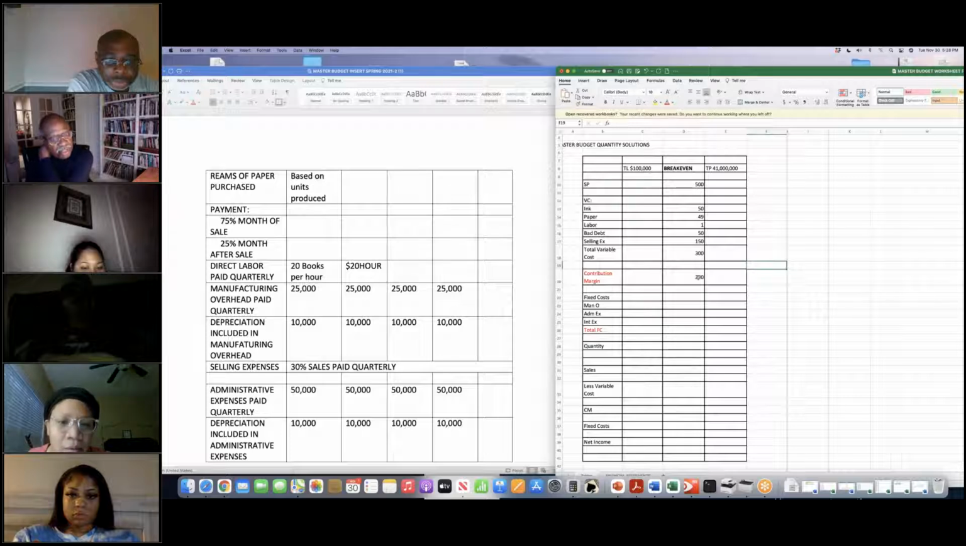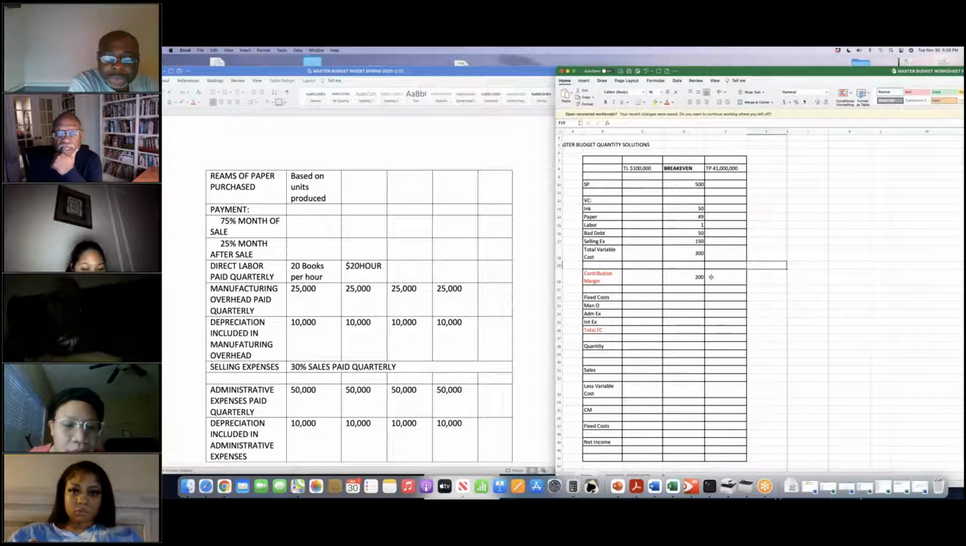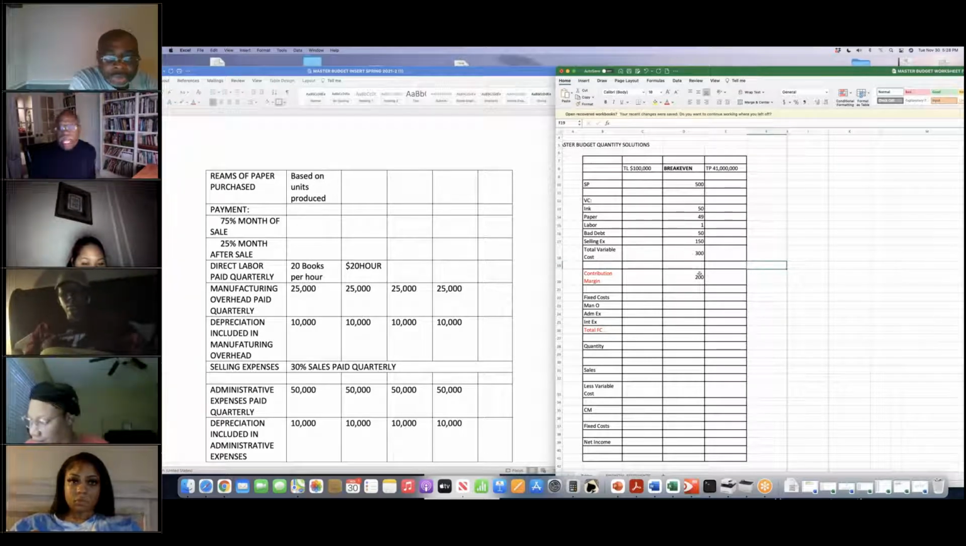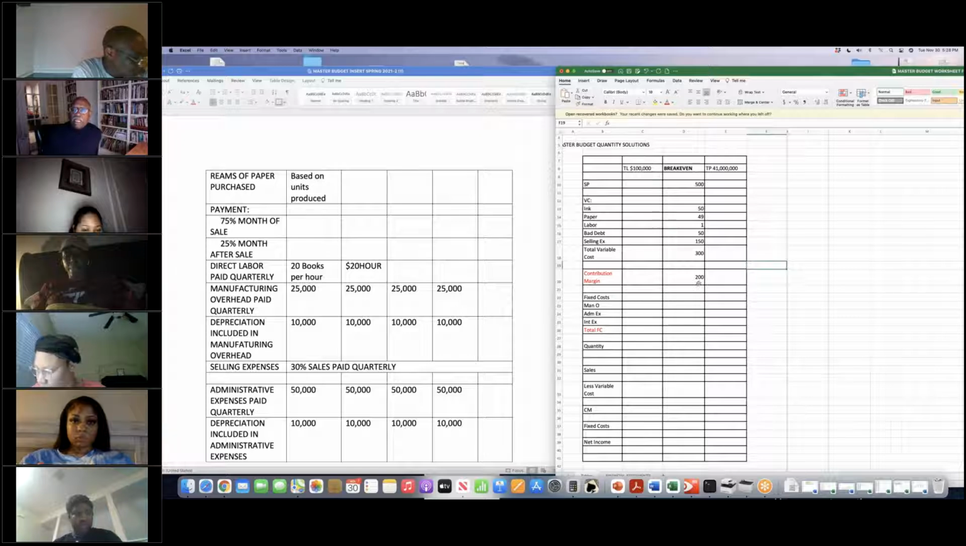And we said the contribution margin was what? 200. And it tells us how much each unit is contributing toward the fixed cost. Every time we sell an item, we make $200. So the next thing the $200 has to do is cover the fixed cost. We want enough quantity so that we can at least break even.